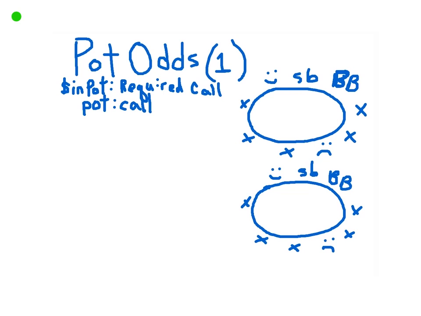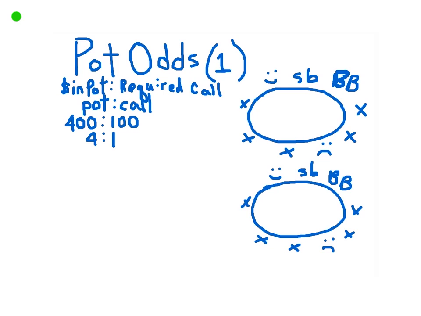So let's pull some numbers just out of thin air to make the point. Let's say the pot is 400. And action's on you, and you've got to make a call of 100 to stay in the hand. You could say the pot odds are 400 to 100, but usually we simplify that, dividing both sides by 100 and getting 4 to 1. So you would say the pot was offering you 4 to 1, or your pot odds were 4 to 1.